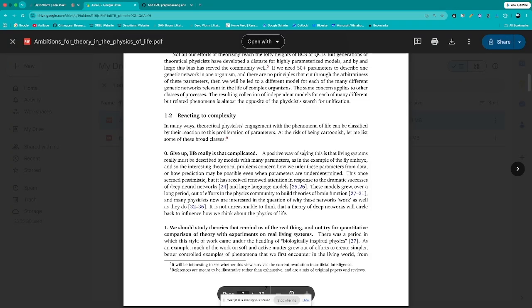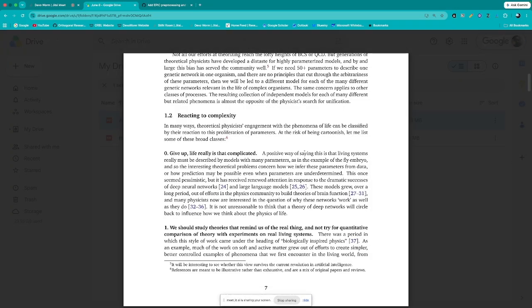So I want to finish up by talking about how he thinks about complexity and how he thinks we should react to complexity. In many ways, theoretical physicists' engagement with the phenomena of life can be classified by their reaction to this proliferation of parameters. At the risk of being cartoonish, let me list some of these broad classes. So this is kind of going through these different classes of how we react to this complexity, which is this proliferation of different parameters for different systems.